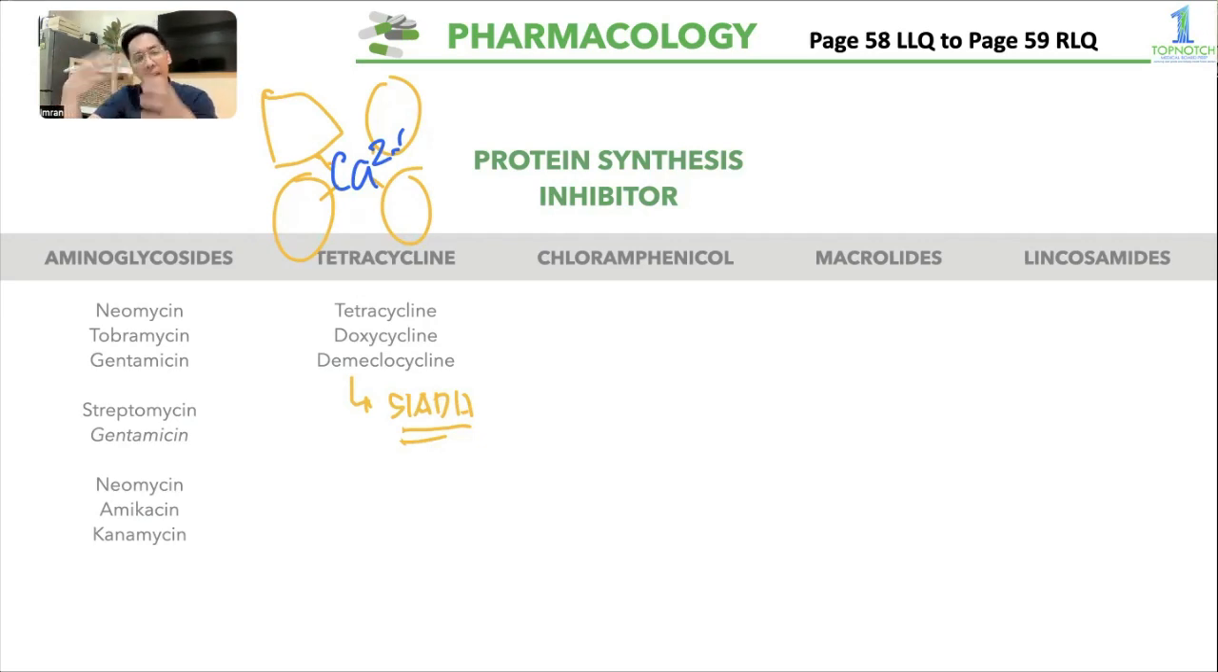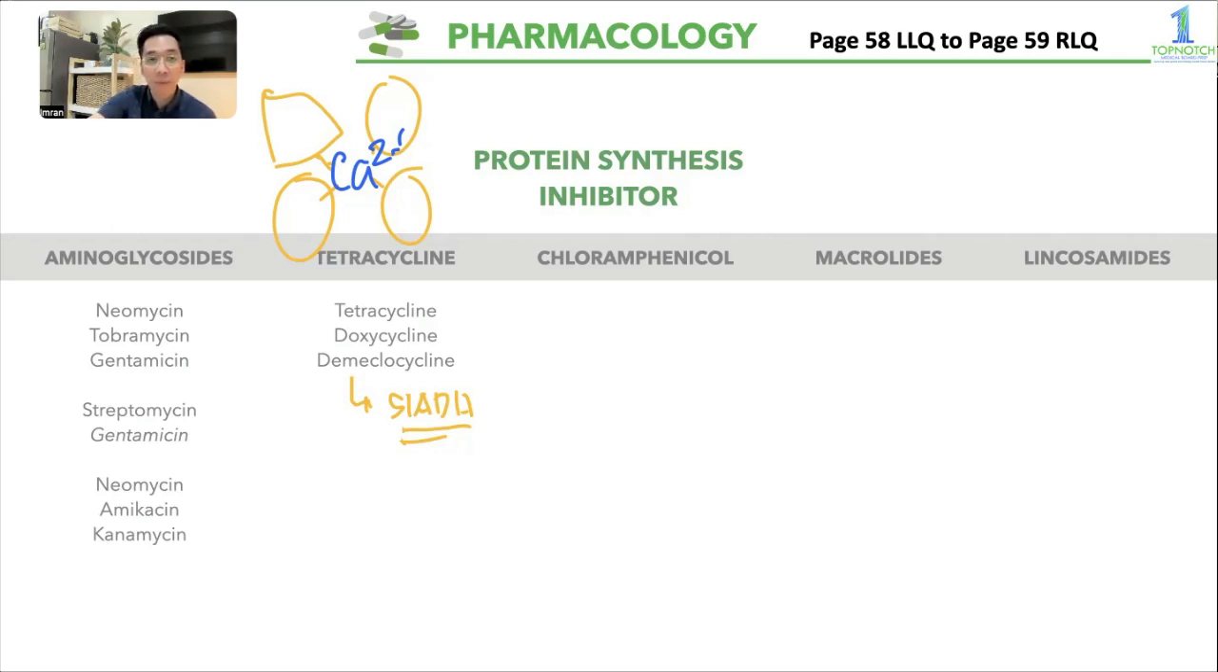And ang important dito, ba't ko pinakita yung it can chelate your bivalent ions, no? Kasi remember that it can also cause enamel dysplasia or discoloration dun sa tooth. Kasi parang sinesequester niya, sinisira niya, kinukuha niya yung calcium from the bones, no? Kaya nagiging brittle, no? And yan yung one of the teratogenic effects of your tetracycline. So you don't give it to pregnant women, no? You don't give it to your pregnant women.